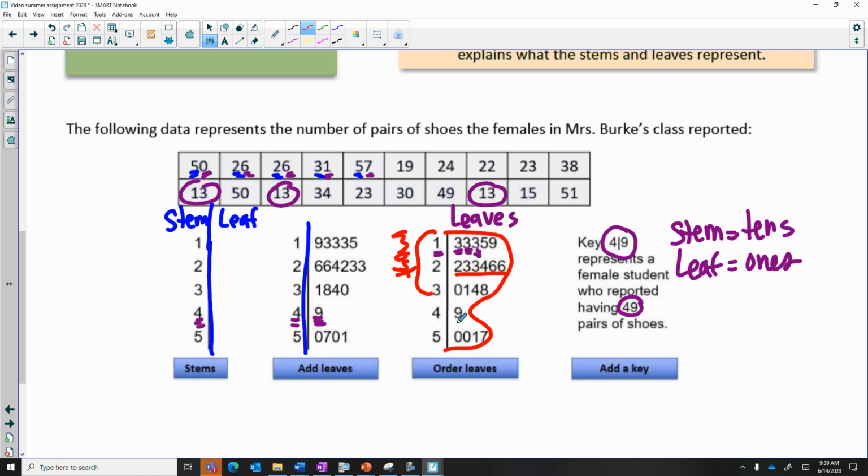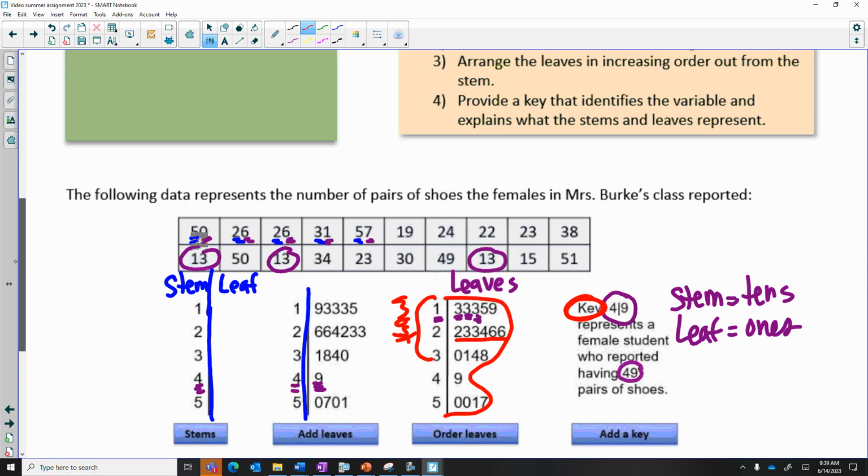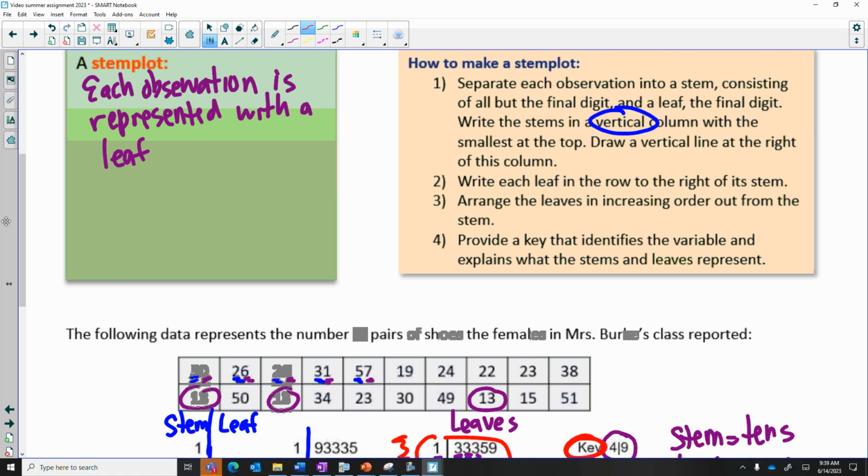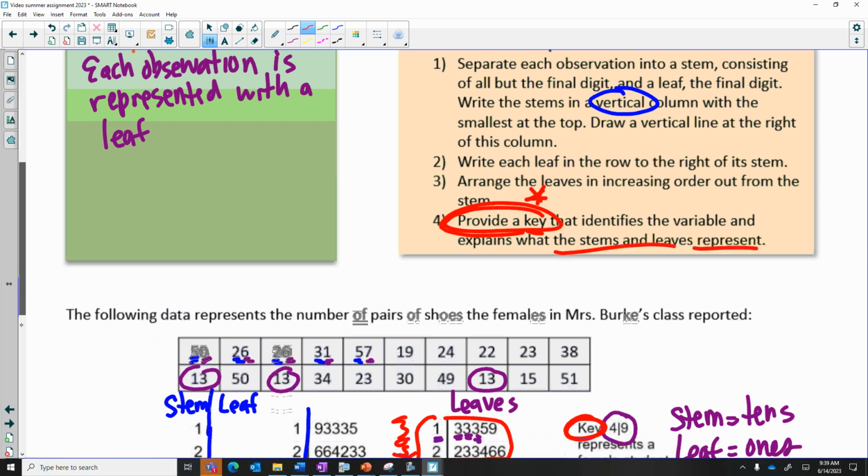So good for you. Now, also note it's important to have a key, because the key tells you what exactly you're reading. So on the top here, it says the steps. Do we really have to make a stem plot? In the past, we did a few times. I feel like they're moving away from that more, but if you are making one, it's really important that you provide the key so you can identify what the stems and the leaves represent.